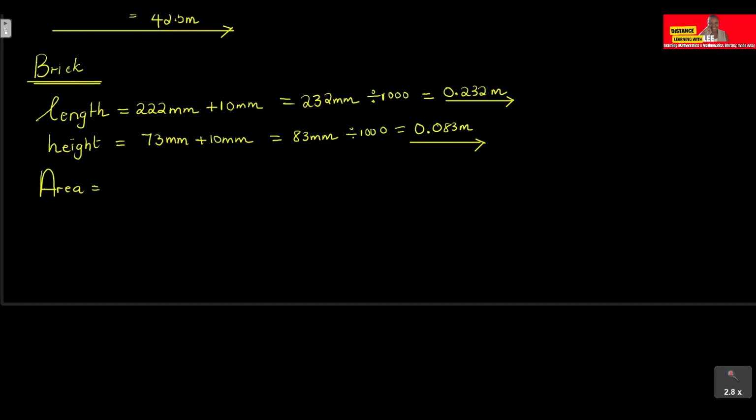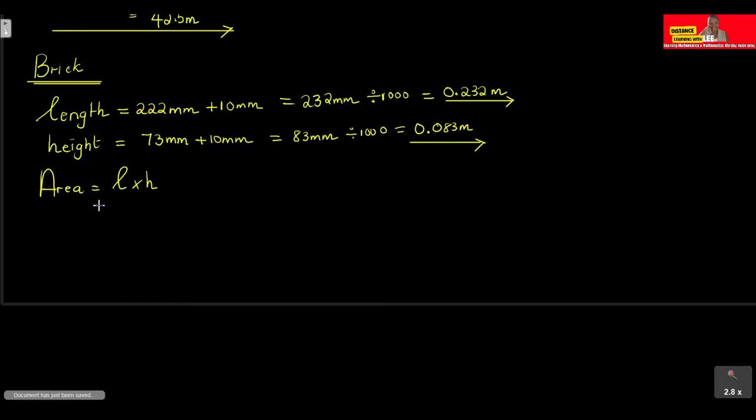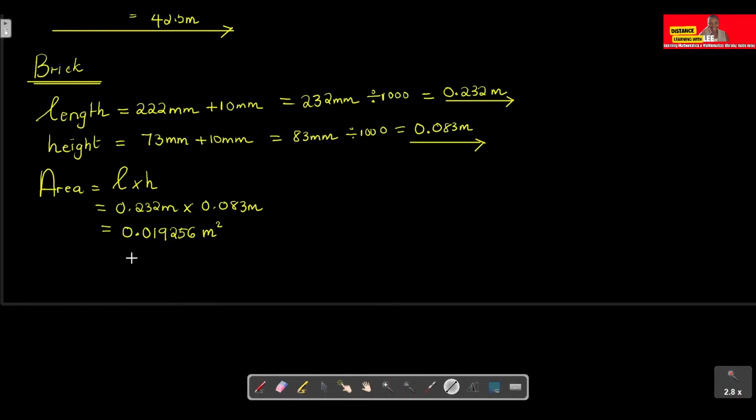All right, so your area is just going to be your length multiplied by your height. What is the length in this case? It's 0.232 meters. Multiply, what is your height? 0.083 meters. If you punch this into your calculator, you'll get that the area of one brick is equal to 0.019256 meters squared. And I'm just going to round off my final answer, just to ensure that I maintain my accuracy.